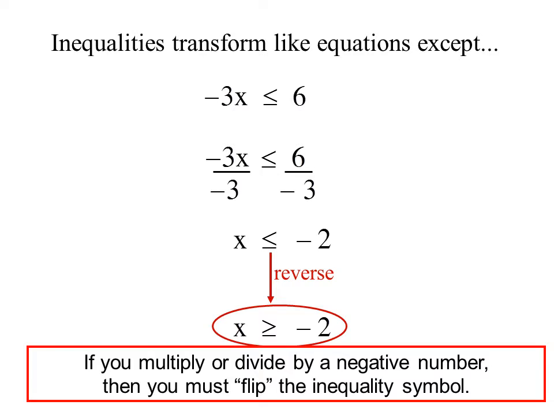And there's this little box at the bottom. If you multiply or divide by a negative number, then you must flip the inequality symbol. So that only is if you multiply or divide. And the reason is because when you multiply or divide by a negative number, it changes the signs on the numbers on both sides of the equation. It's like it's flipping where you are on the number line. Okay, so we're going to look at some of those.